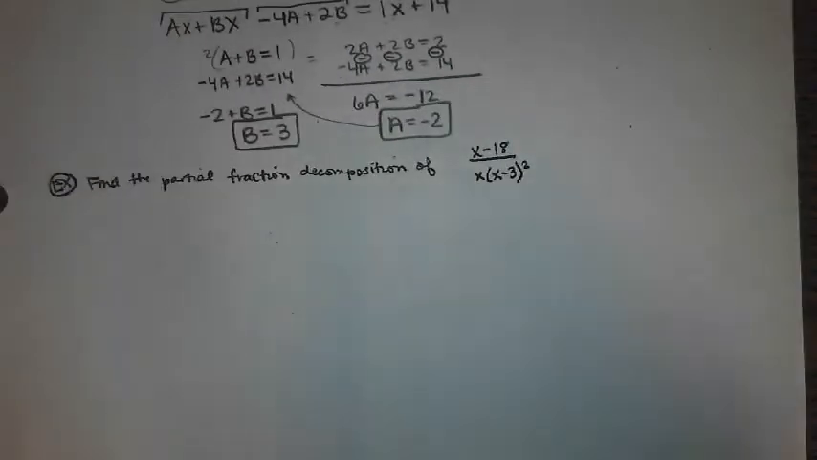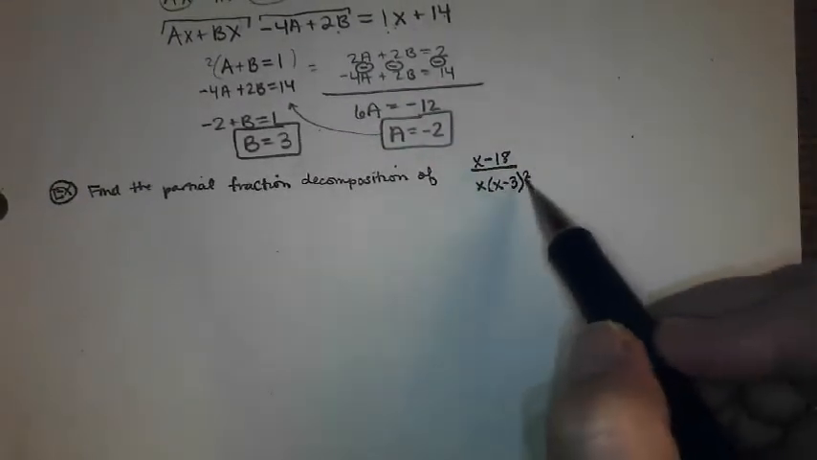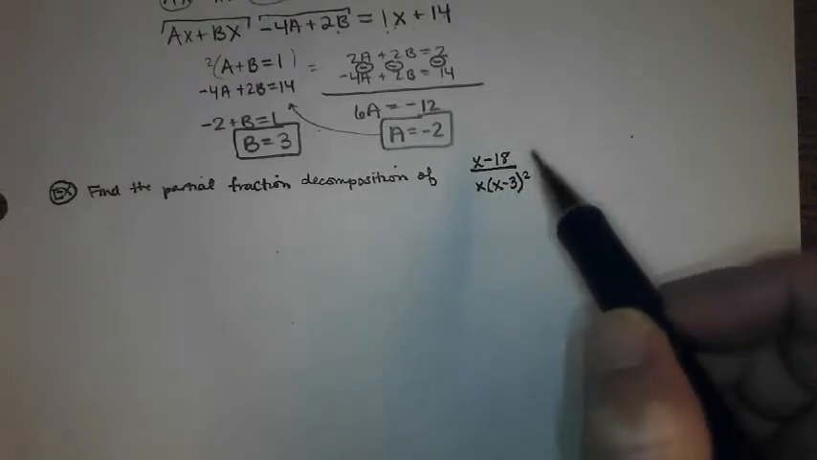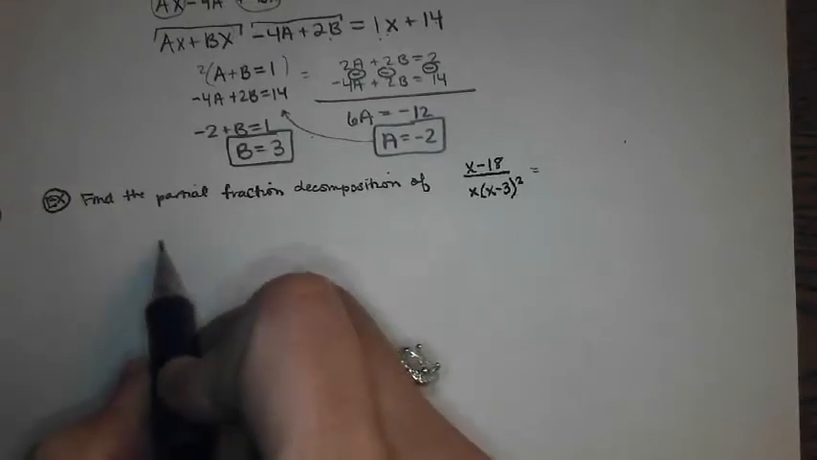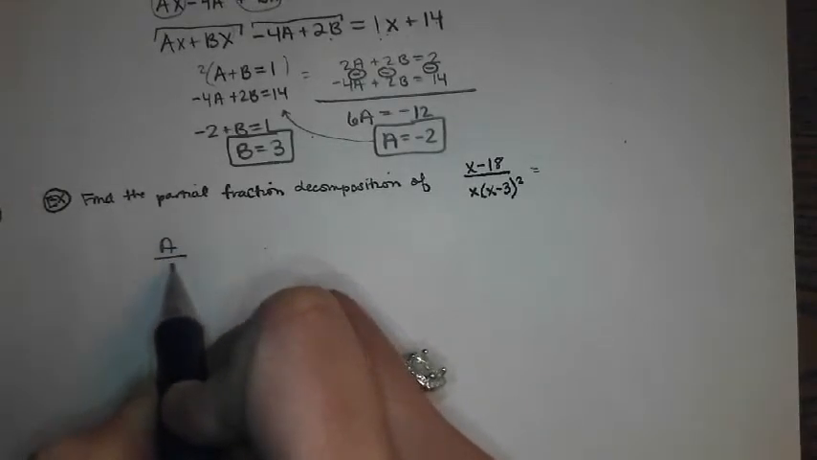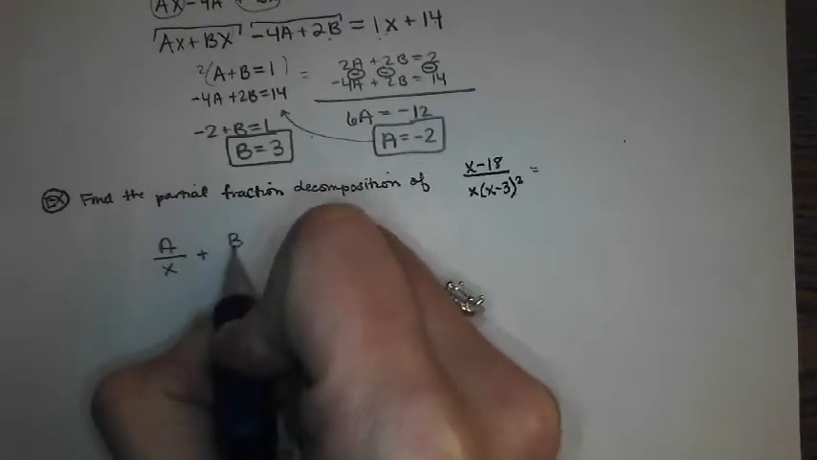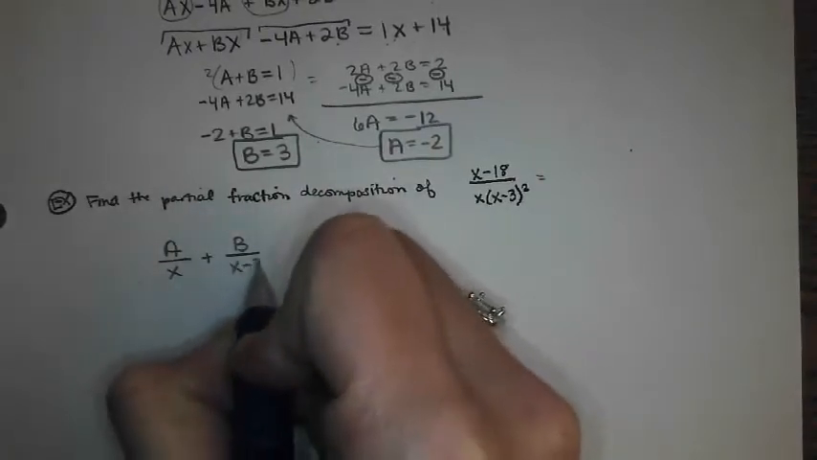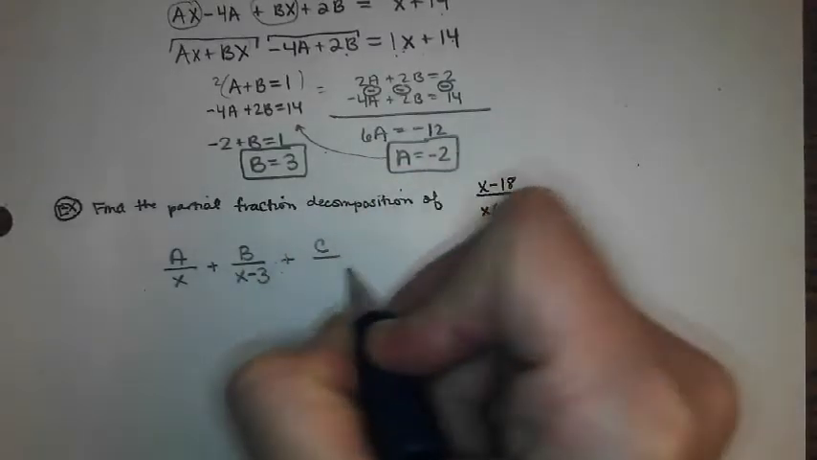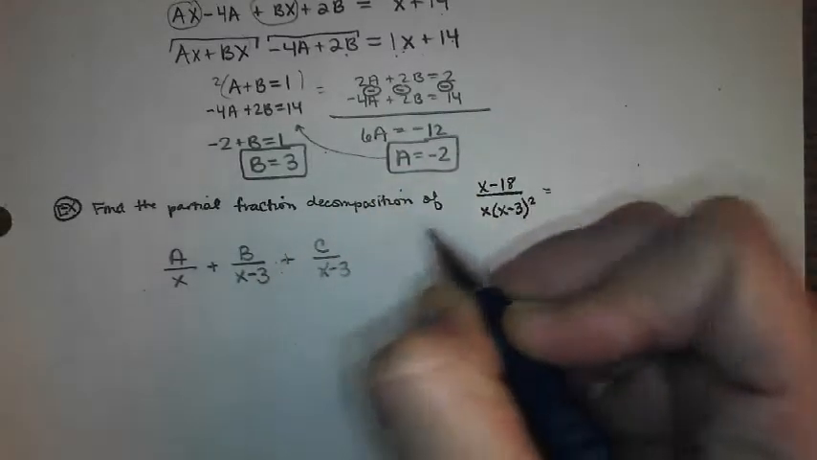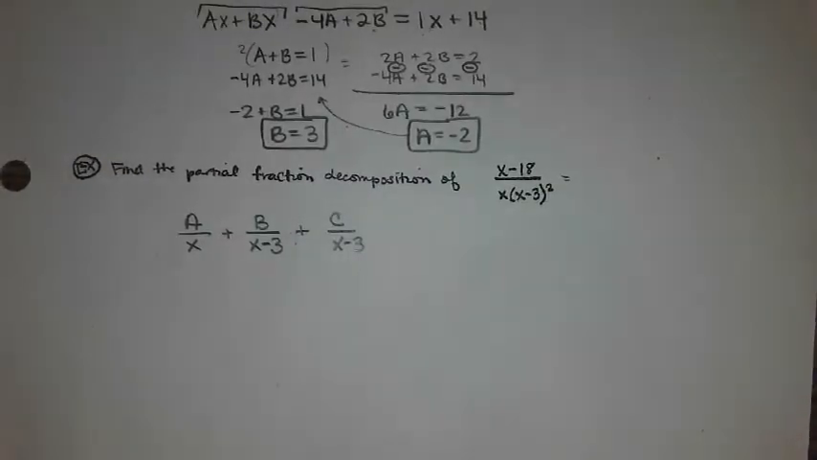The next one, we still have linear factors, but one of them repeats. So there are technically 3 factors. There's some A value over x plus some B value over x minus 3 plus some C value over x minus 3. Oh, is it squared? I have to remember if you do the x minus 3 twice.